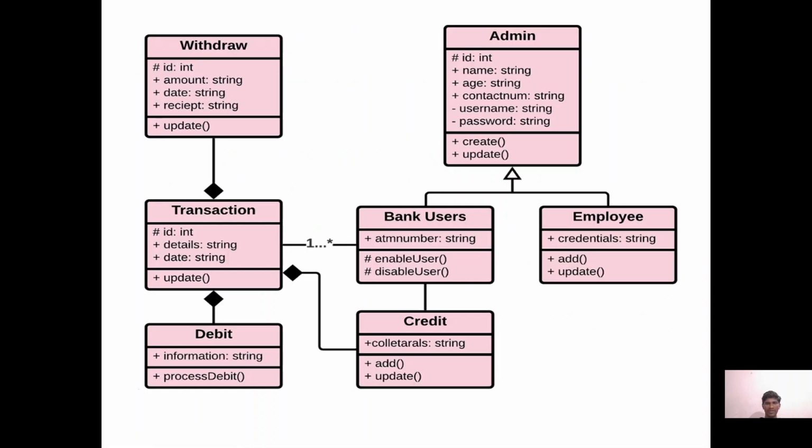Here we also have another diagram. The classes are withdraw, admin, employee, bank user, credit, debit and transaction. So this is the superclass and these are the subclasses.